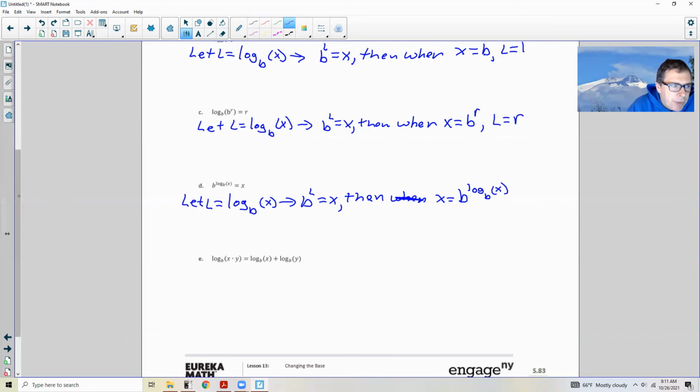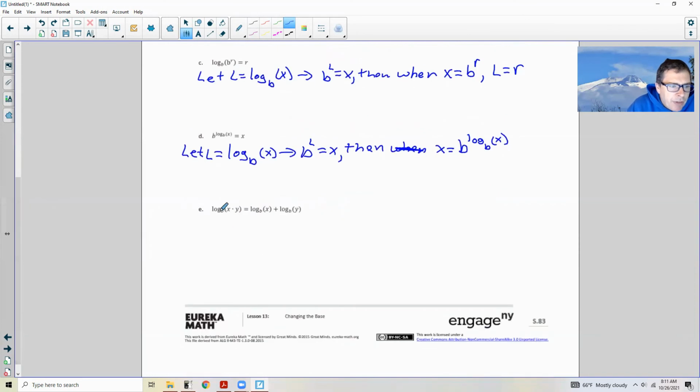And we just simply get x, okay? And now e, we have log base b of x times y equals log base b of x plus log base b of y. That's just one of our rules. So this is what, e? So by the rule, and then they're going to use all kinds of weird letters here. So let me see. We're going back to lesson 12 again here.